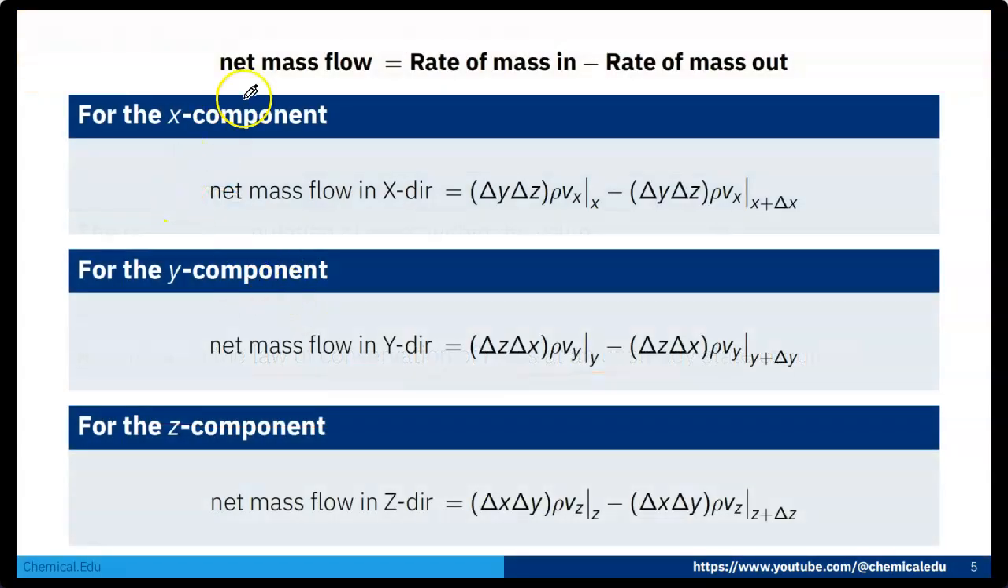So now net mass flow is nothing but rate of mass in minus rate of mass out. For the x component, net mass flow in x direction is del y del z rho Vx at x minus del y del z rho Vx at x plus del x. For the y component, net mass flow in y direction is del z del x rho Vy at y minus del z del x rho Vy at y plus del y. For the z component, net mass flow in z direction is del x del y rho Vz at z minus del x del y rho Vz at z plus del z.